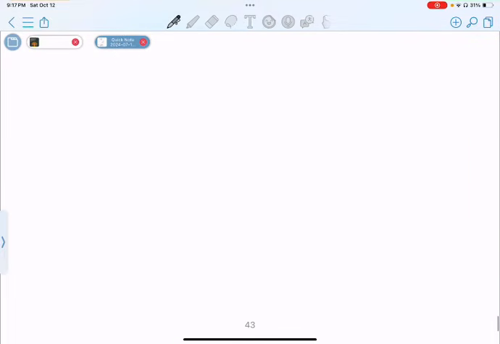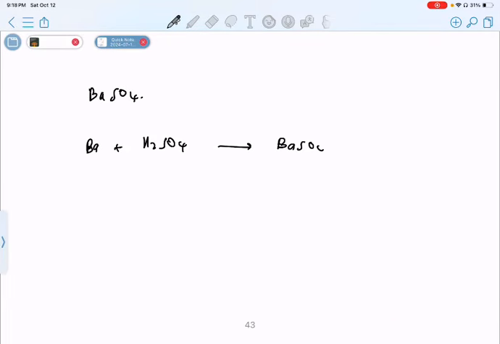Okay, so let's have, what do you call a salt that doesn't dissolve, okay? Salt that doesn't dissolve. Let's get an example of a salt that doesn't dissolve. We can have a normal salt like barium, okay, lead sulfate. Let's just take, or barium sulfate, okay? BaSO4. So we'll have Ba and we'll react it with H2SO4. We get BaSO4 plus hydrogen. This will be solid, this will be aqueous, this will be solid, and this will be gas.